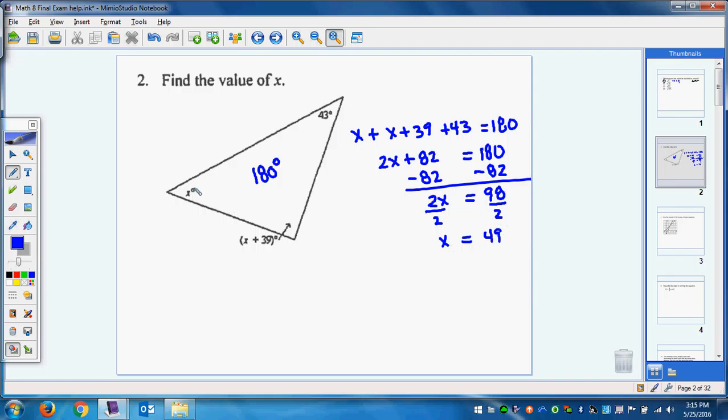So again, what we did before was, okay, this is 49 degrees. This one here is 49 plus 39 degrees, which is really like 49 plus 40, which would be 89, but it's 1 less, so this would be 88 degrees. But it's not asking that, it just simply wanted the value of x.